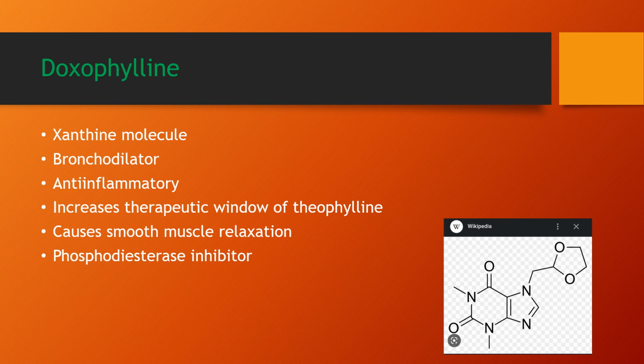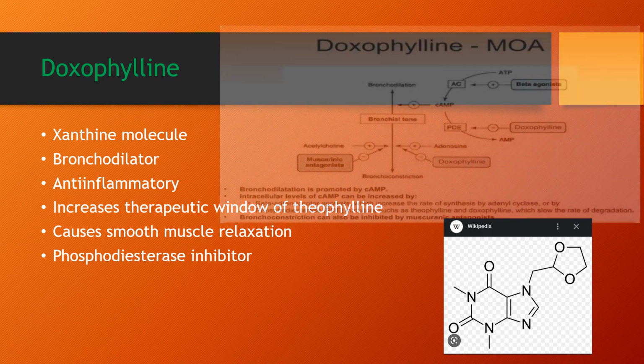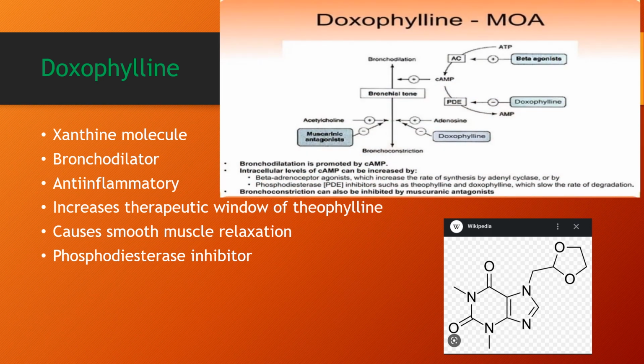Doxofylline can penetrate through the cell membrane and works inside the cell. It is not a beta 2 agonist, as I said. Beta 2 agonists work on the cell membrane on beta 2 receptors. Doxofylline works on phosphodiesterase enzyme. It is an intracellular enzyme inhibitor, causing bronchodilation, just like salbutamol, but in an intracellular pathway.